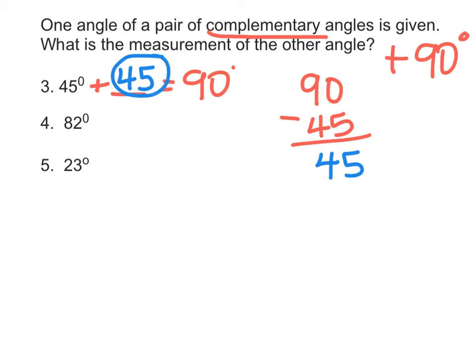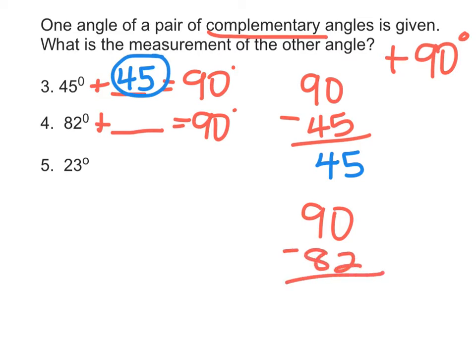Example 4, we have 82 degrees. So we know 82 plus something is supposed to equal 90 since they're complementary. Okay, so if you take 90 minus your angle, which is 82, that'll give you your complementary angle, which in this case is 8 degrees. So 8 and 82 are complementary.